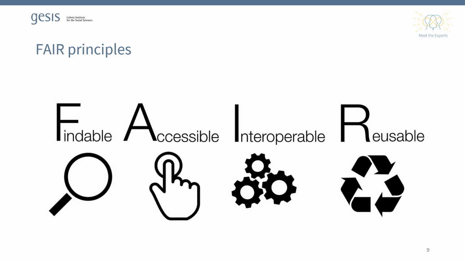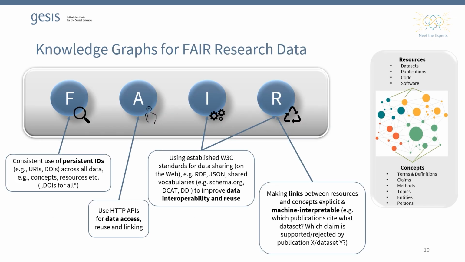These challenges are addressed by the FAIR principles, where the F stands for findability of research data, the A stands for access, the I for interoperability, and last but not least, the R refers to the reusability of research data. Knowledge graphs can be seen as a technical solution to implement the FAIR principles. For example, a consistent use of persistent identifiers, like for example URIs or DOIs across all data, facilitates the findability of data.